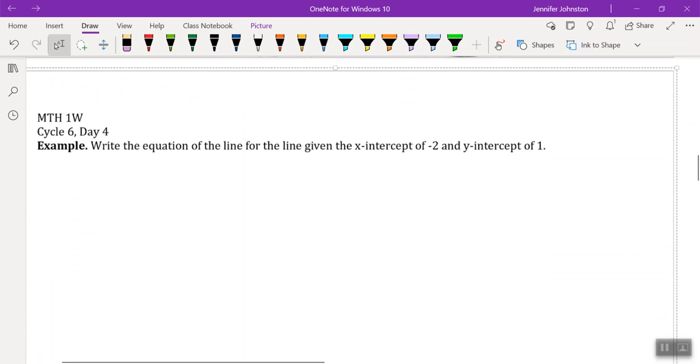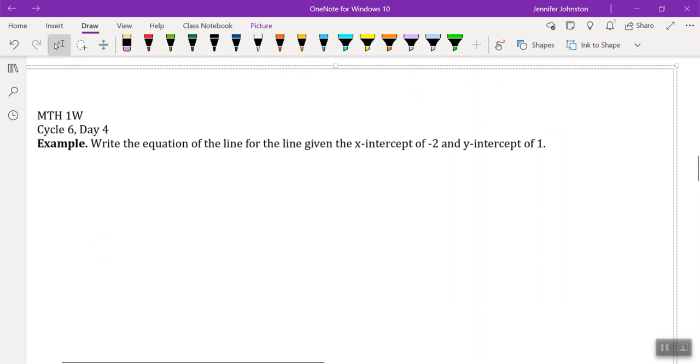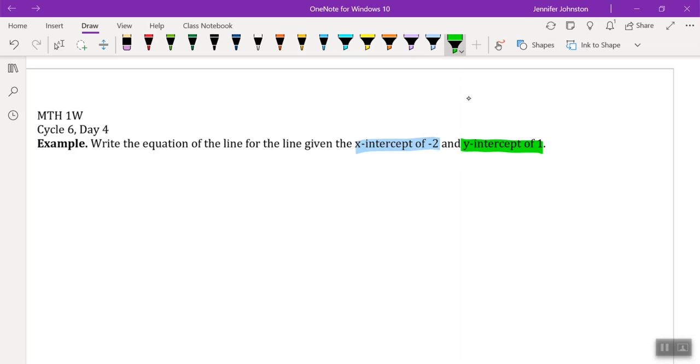All right, and then we have our last example. Write the equation of the line given an x-intercept of negative 2 and a y-intercept of 1. What is the point that has an x-intercept of negative, not positive, 2? Remember, the x-intercept is the point that runs along the x. So where is that negative 2? Right here. What is that point? Negative 2, comma 0.